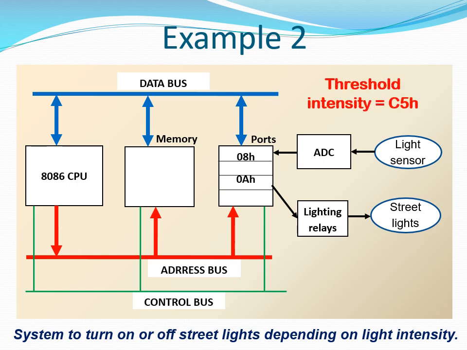The threshold light intensity is C5H. This means that when the value read from the light sensor is above C5H, it is bright enough, and therefore the lights must be turned off. If the value read is below C5H, it means it is dark, and therefore the street lights must be put on. Then the other components are the components that will be required in a microprocessor-based system for it to be able to run the program.